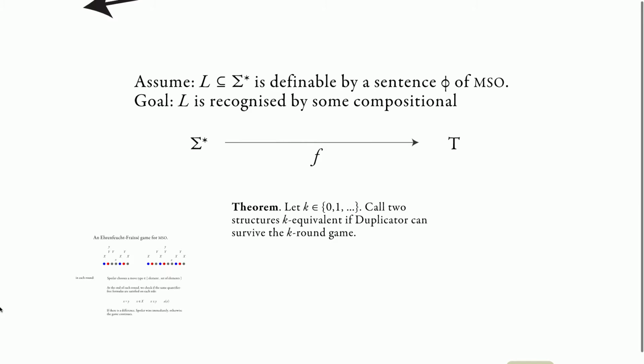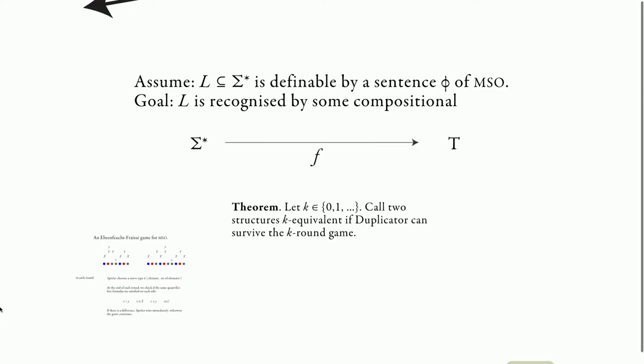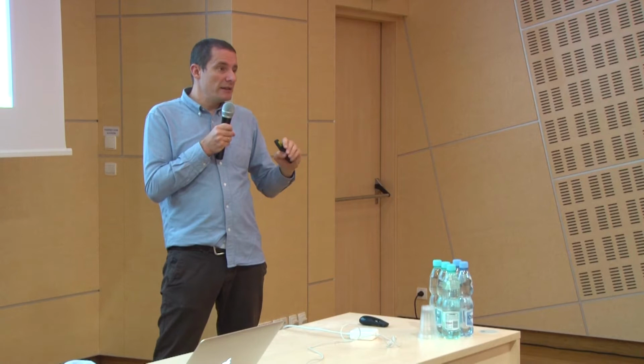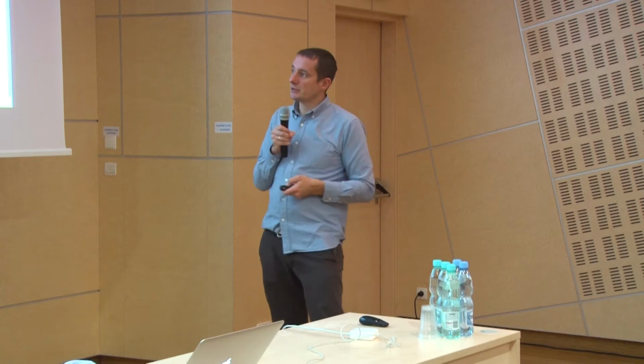Let's call two structures, in this case finite words, k-equivalent if duplicator has a winning strategy in the k-round game. As I just said, this means the same thing. This is equivalent to saying that the two words satisfy the same quantifier rank k MSO formulas. And there are some basic observations about this.